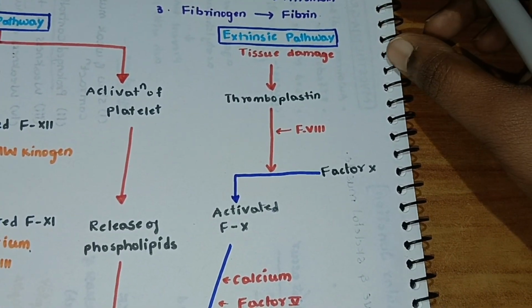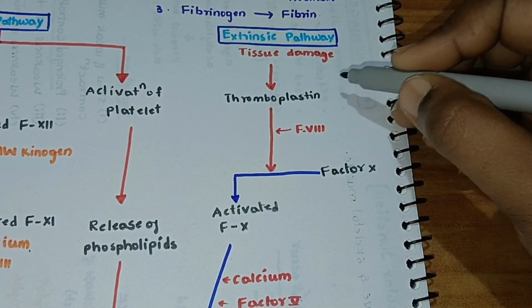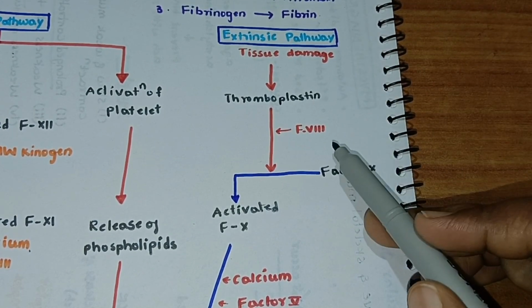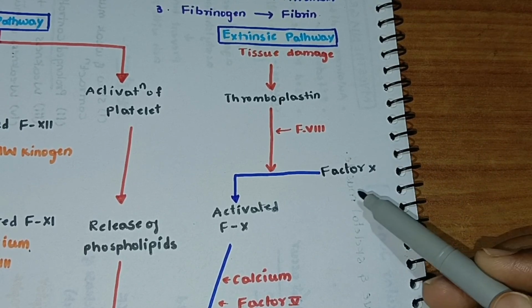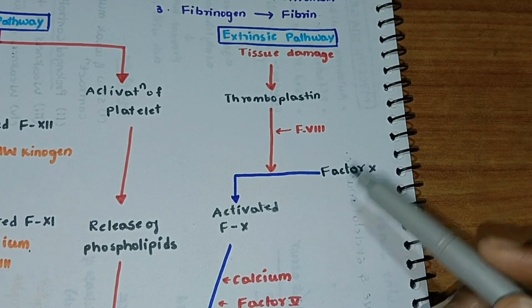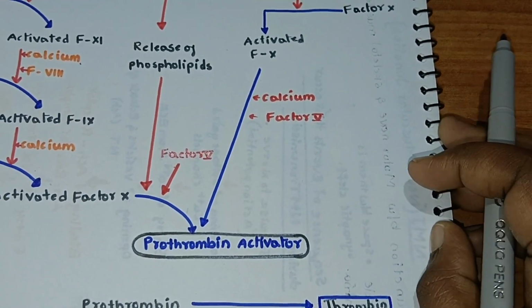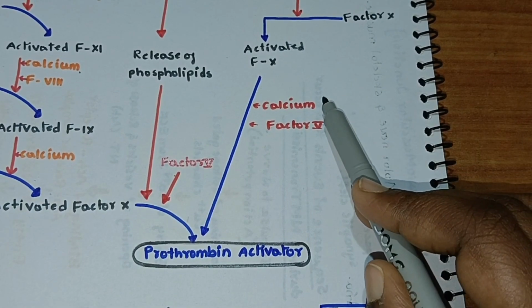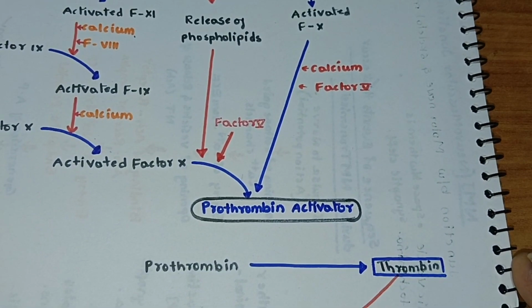Now the extrinsic pathway: if there is any tissue damage, thromboplastin is released. That thromboplastin, in the presence of factor 7, activates factor 10 again. Factor 10 is activated, which is involved in the formation of prothrombin activator in the presence of what? Calcium and factor 5. Yes, the prothrombin activator is formed. This is the first stage.